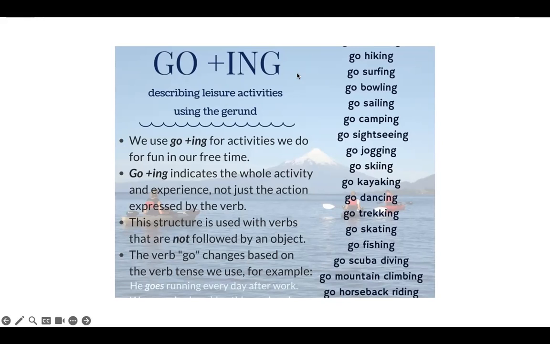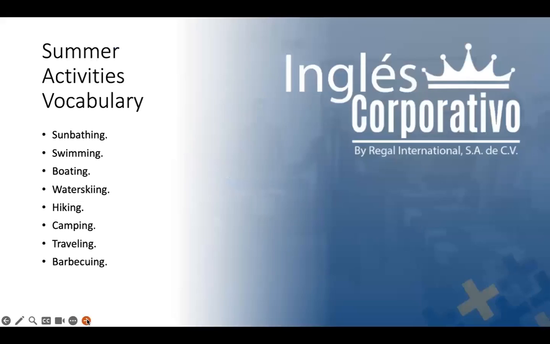Okay, esto es importante en el aspecto de que if we have a verb y tenemos otro verbo, le vamos a añadir el ing, okay? Especially when we are talking about activities. Okay, and here we have a summer activities vocabulary.